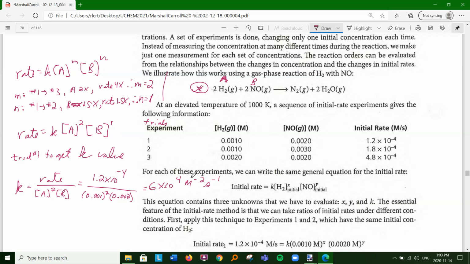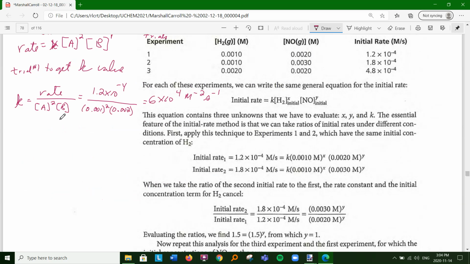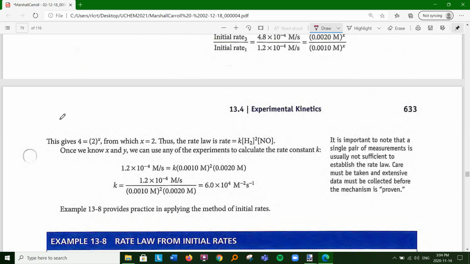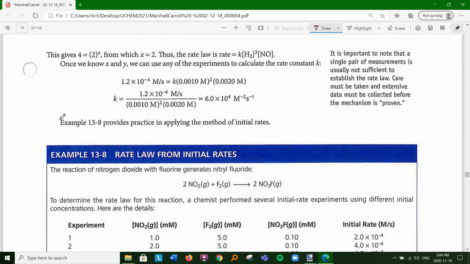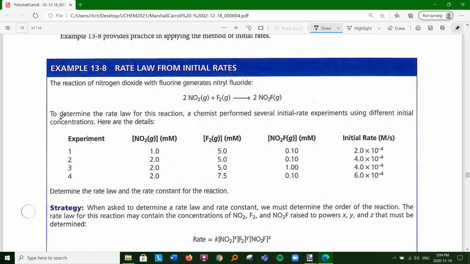Okay, so now you can plug that in for K, substitute it in, and you get 6 by 10 to the 4. Now I haven't looked at this question. The book makes it more complicated, but there you go. So that's our answer. So the order can only be determined experimentally. Let's try another one here.